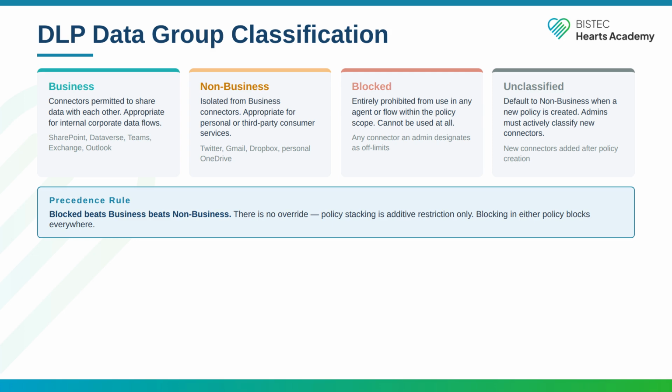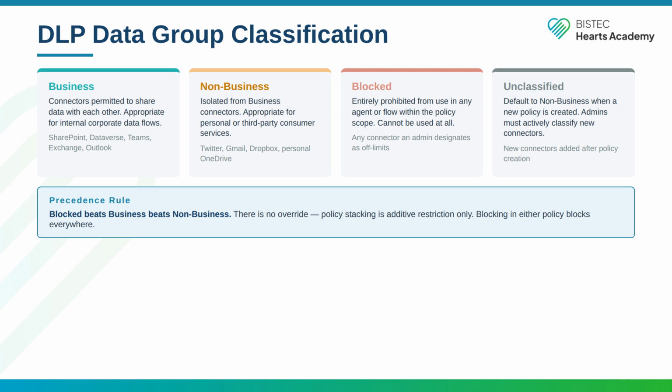SharePoint, Dataverse, Teams, Exchange, Outlook. These are corporate data flows. A connector in the business group can pass data to any other connector in the business group within the same policy scope. Non-business is the group for connectors isolated from business connectors.